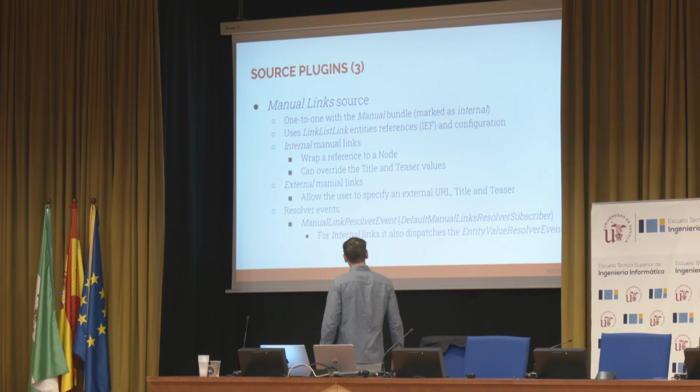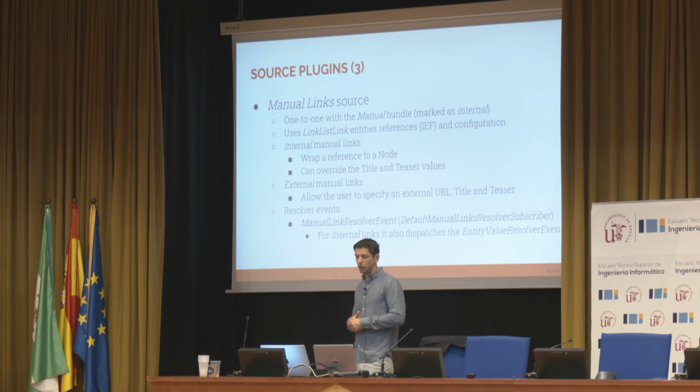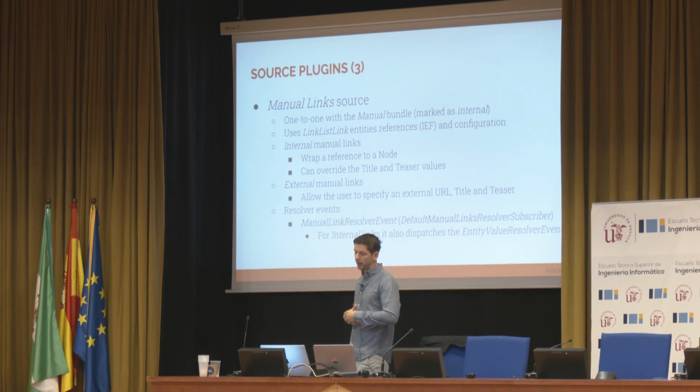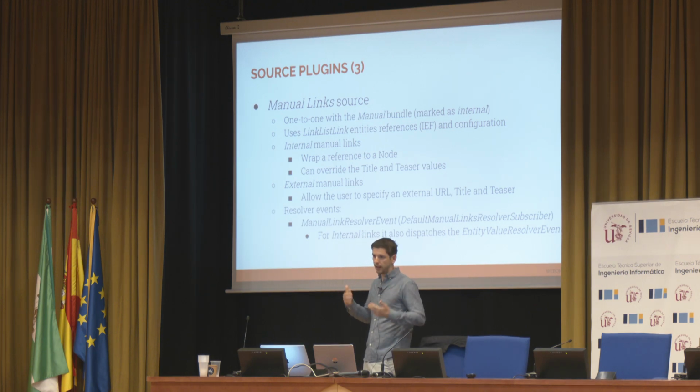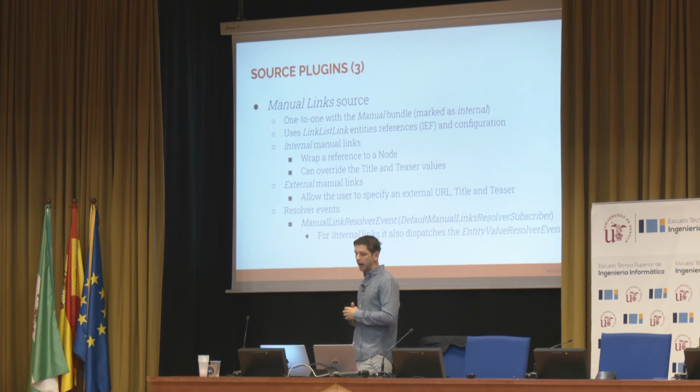And finally, another big one that we ship with is the manual link source, which is an internal source plugin, because we can also mark them as internal so that they don't show up when a dynamic linked list is being created. So this is used with the manual bundle only. It's used so that editors can actually enter their own data, like their own links, into the linked list. And there are two types of links that can be created.